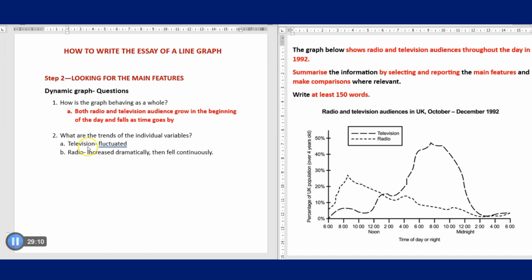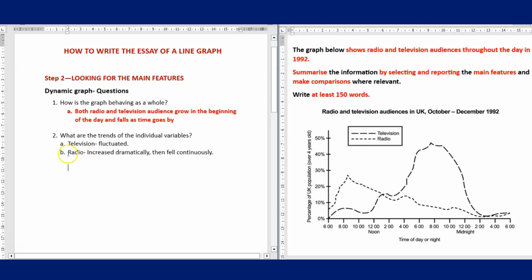So let's answer the second question. The second question is, what are the trends of the individual variables? So let's take the individual variables and see how they go. Let's take television. As you can see, there are some fluctuations. It started from zero, so no one was actually watching it early in the morning at 6 a.m. It grew, went down again, grew, went down again. So it just kept fluctuating.